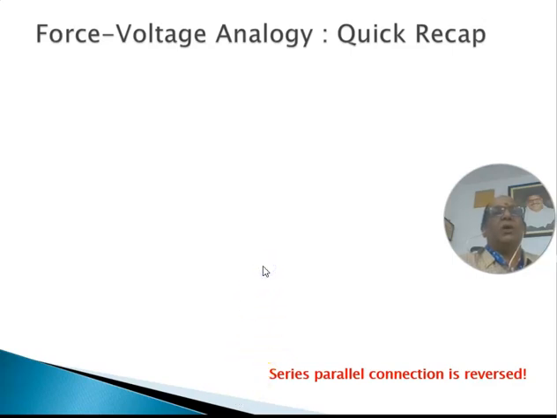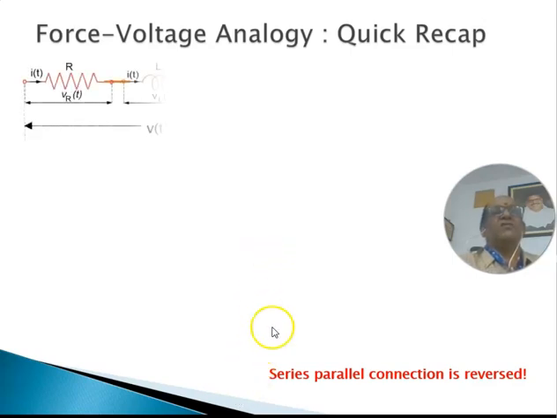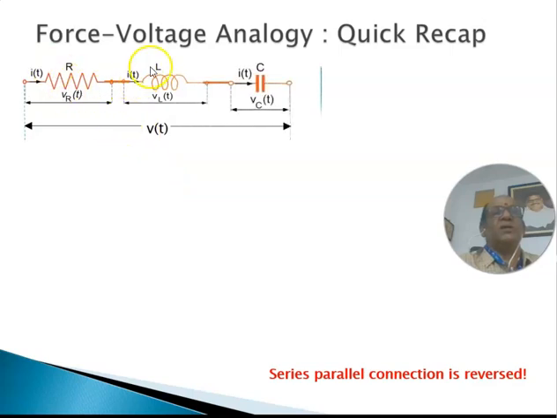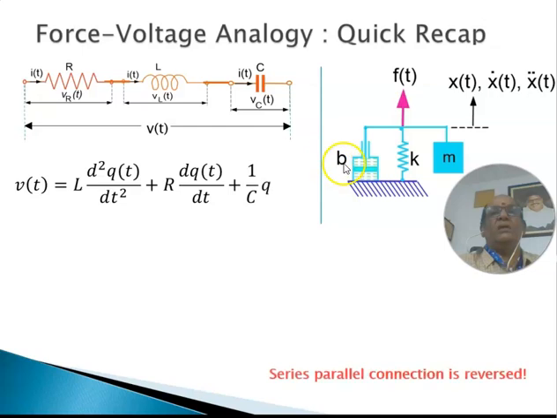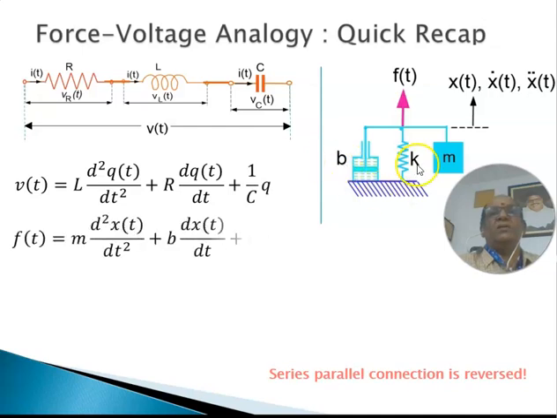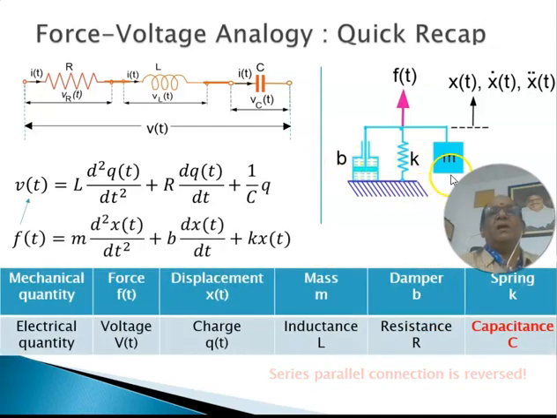We have seen one electrical system, which is shown here: resistor, inductor, capacitor, all put in series. Similarly, there is a mechanical system where the damping B, the spring K, and mass M are in parallel. That is a series-parallel connection between these two analogs. This is the electrical system, this is the mechanical system.